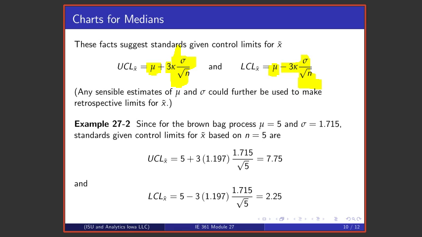If one looks at the data from that Deming drama and says, well, let's operate with standards given, let's suppose that I know that the mean is 5 and the standard deviation is 1.715. It turns out that kappa for a sample of size 5 is 1.197, and so basically these control limits are a little bit wider than the control limits for X bar, taking account of the fact that medians are more variable than averages, than X bars.